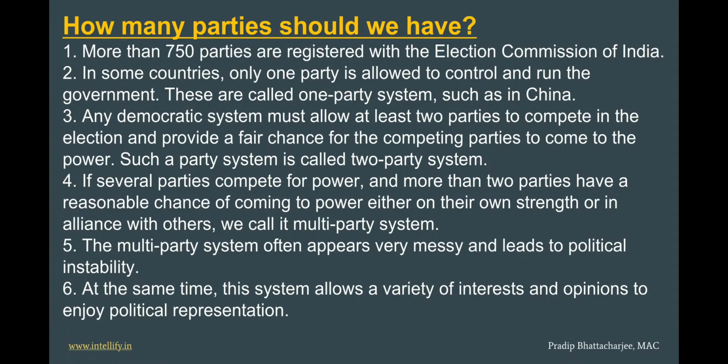In some countries, only one party is allowed to control and run the government. This is called the one party system. For example, in China, only one political party, the Communist Party, is allowed to rule. We cannot consider the one party system a good option because it is not a democratic option. Any democratic system must allow at least two parties to compete in the election and provide a fair chance for the competing parties to come to power.